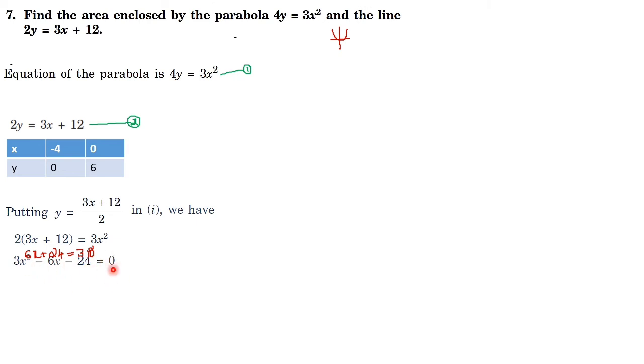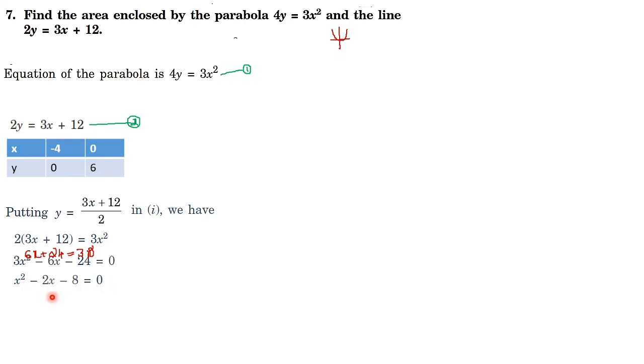So directly I have written this step. If you feel difficulty, do this one and come back here. Anyway, that is up to you. Then when you check here again, 3 is common, divide it by 3. So x square cancelling with 3, what will happen? 3x square divided by 3 is only x square. Here 6 divided by 3, 2 will be coming. 24 divided by 3, 8 will become, equal to 0.